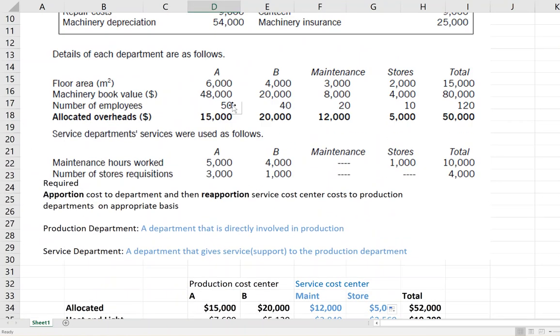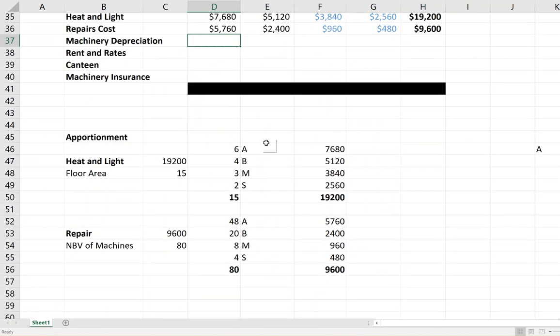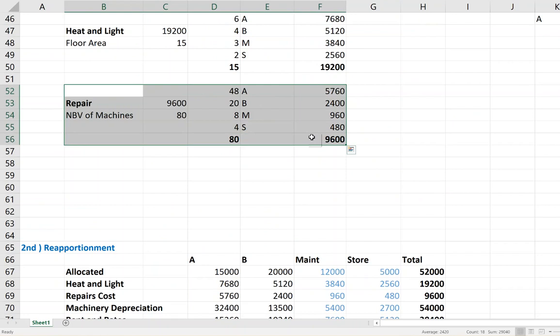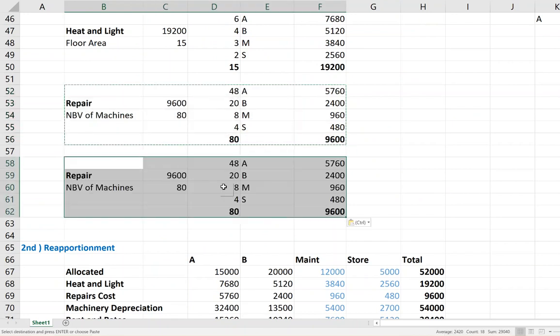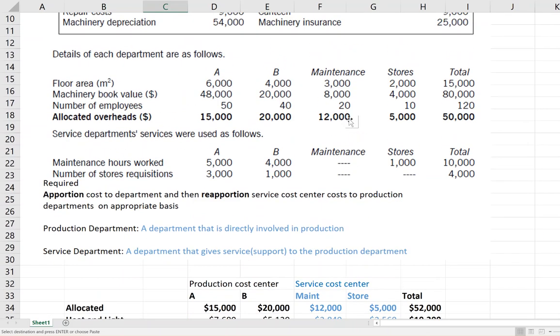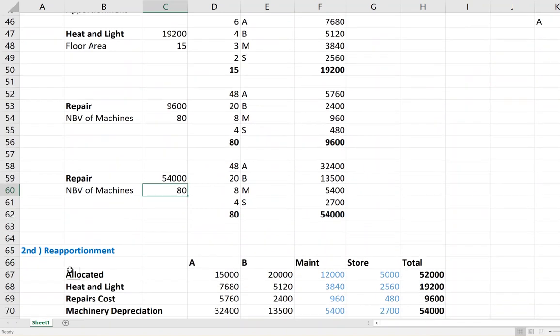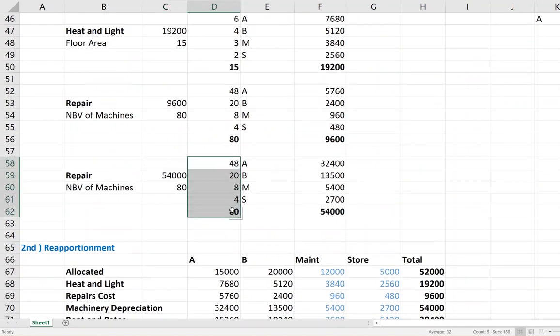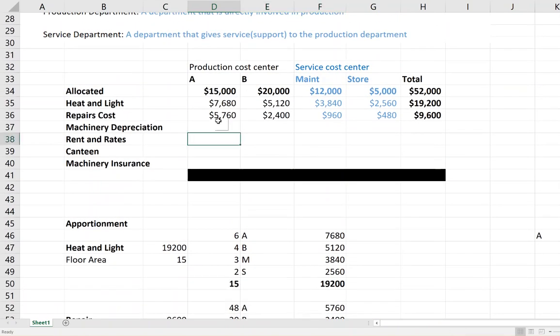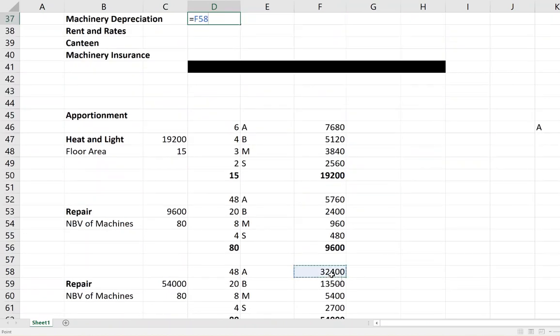Next is machine depreciation. It will also be fair to use book value. The higher the value of machine, the more will be depreciation. Remember, one proxy can be used more than once. It doesn't necessarily have to be used once. We have 54,000 cost. And because the usage, the value is the same, I don't have to change anything. So I'm going to link this as well. Department A, Department B, Department Maintenance, Department Store.